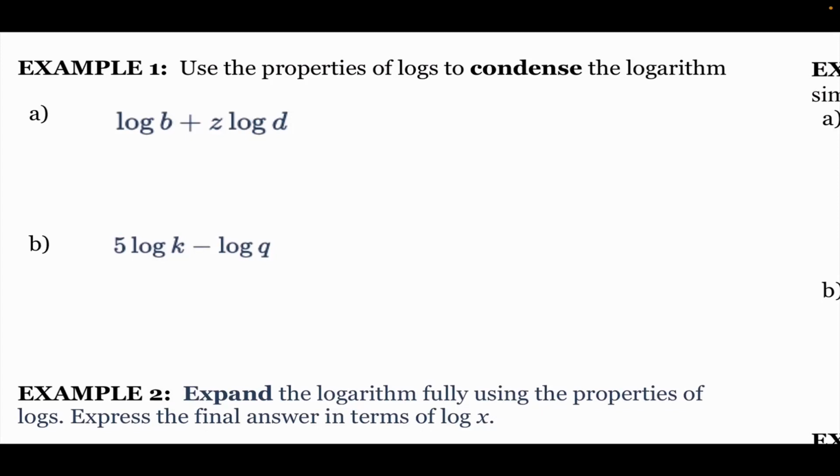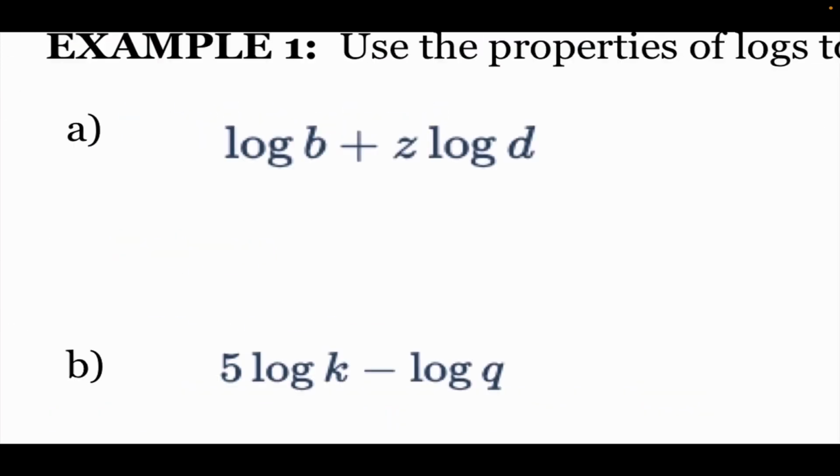Okay, so first one, example number one, use the properties of logs to condense, make smaller. Condense means we're going to go left to right, from this side over to this one. Which ones are we going to use? Whichever ones we need to. So let's look at 1A.